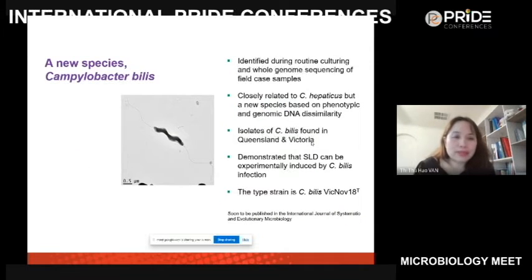So what about the new species, Campylobacter bilis? As I said, it was identified during culturing and whole genome sequencing. They are closely related to C. hepaticus.